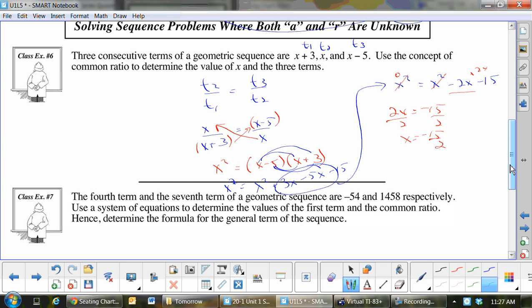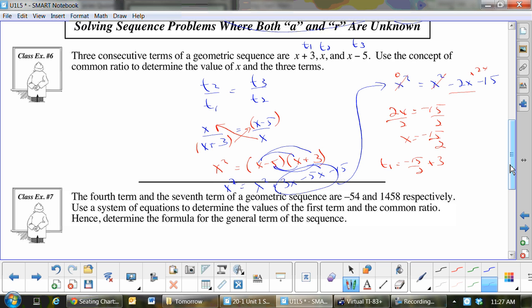So I'm not done, you guys. I found x. Nobody cares. No one even asked me for x, but I needed it. So now I'm going to do my three terms. Term 1 was x plus 3. So that's negative 15 over 2 plus 3.